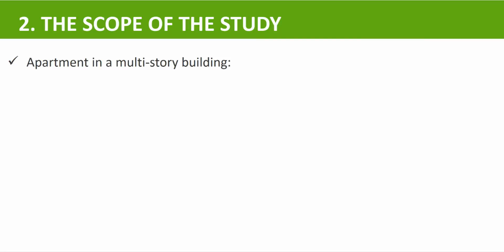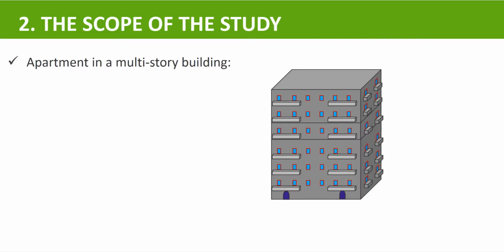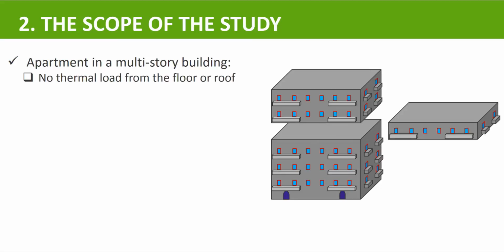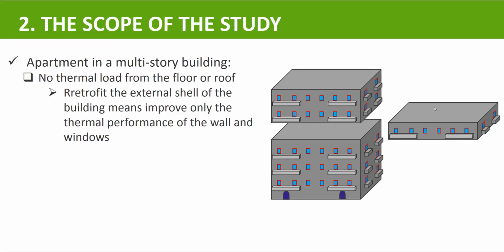The scope of this study: the case study, or the apartment considered in this study, is an apartment in a multi-storey building. This means that there is no thermal load from the floor or from the roof. Consequently, retrofitting the external shell of the building means improving only the thermal performance of wall and windows. Since there is no thermal load from the roof or from the floor, we will concentrate only on the wall and windows.